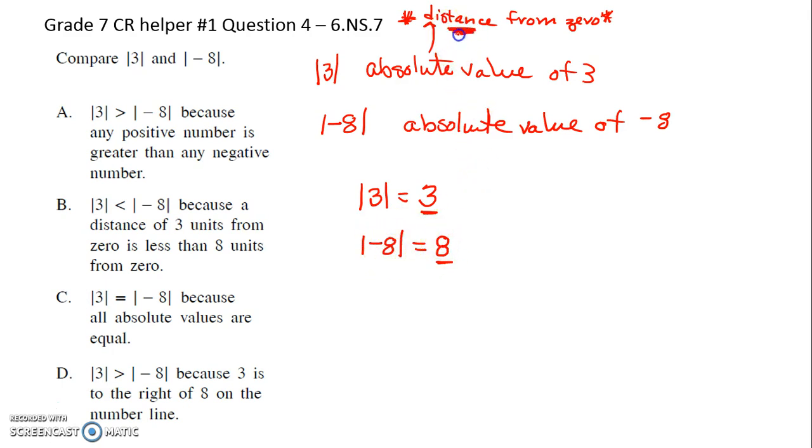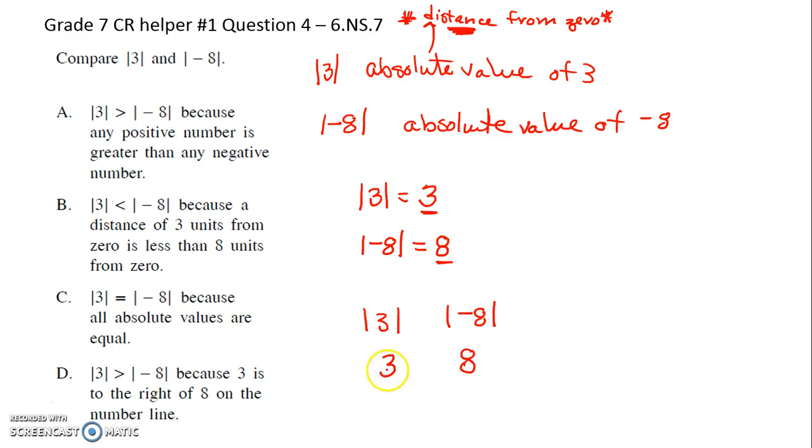Because absolute value represents a distance, that's why we're getting positive values out of here. You're not going to have a negative distance. All right, so let's read it over. So we know absolute value of 3 is 3. Absolute value of -8 is 8. So as I look at these and I want to compare them, absolute value of 3 we know is 3. Absolute value of -8 we know is 8 because it's 8 units to the left of 0.